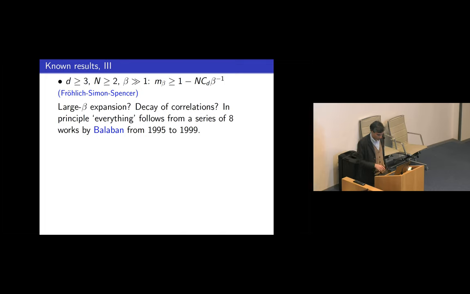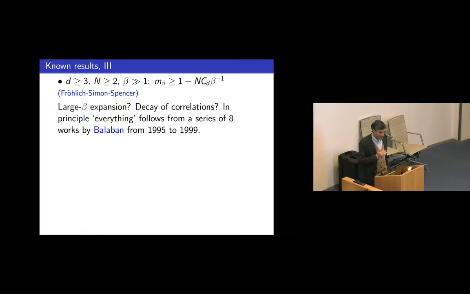Okay, what about three or more dimensions? In three or more dimensions, there is a phase transition in the sense in particular that there is spontaneous magnetization at low temperature. This was proven by Fröhlich, Simon and Spencer, and I reviewed the proof just this morning. What about a low temperature expansion for M of beta and computation of the decay exponent of truncated correlations?